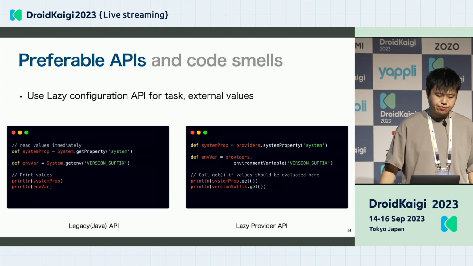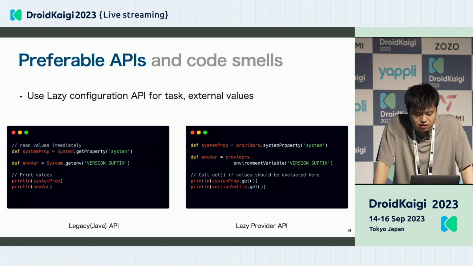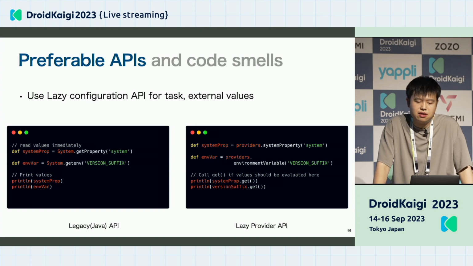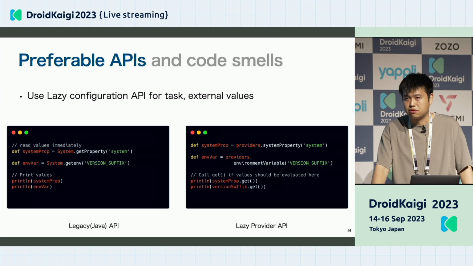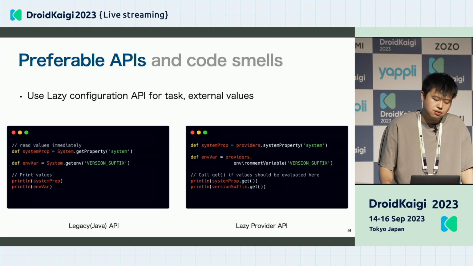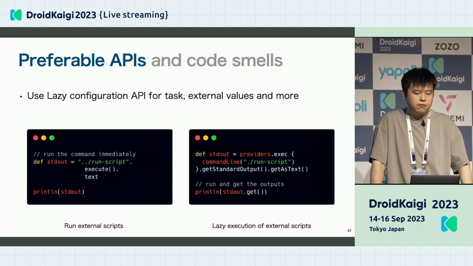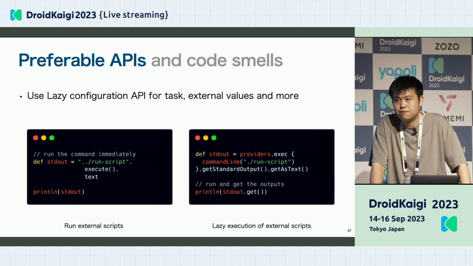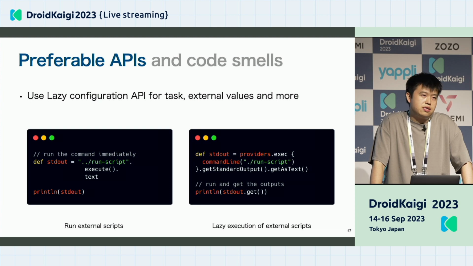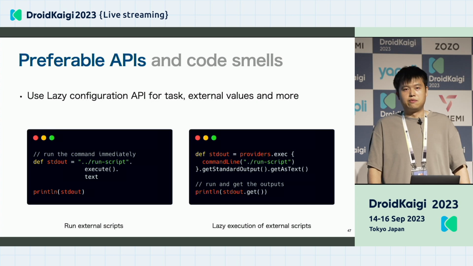Okay, and when reading external variables like system properties and environment variables, please use the provider API and delay evaluation as much as possible. And also, Gradle provides many lazy configuration APIs for build performance improvements. Just using these APIs, you may be able to improve the build performance unbelievably.